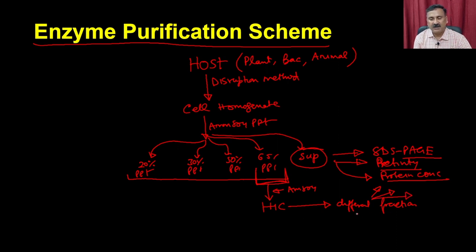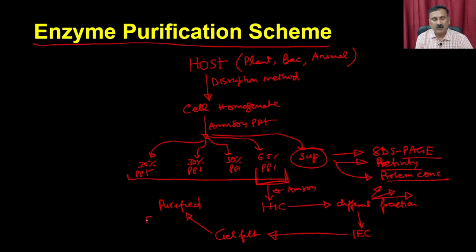Now, from the HIC fractions, you can just pool the fractions where you have the protein, or wherever you have the activity. And then these fractions can be further loaded onto the ion exchange chromatography, followed by the gel filtration chromatography. And ultimately, you are going to see a purified enzyme if you optimize all these steps in a meticulous way. I don't have examples of discussing all these, but you can get an idea, and you can go with this particular scheme.